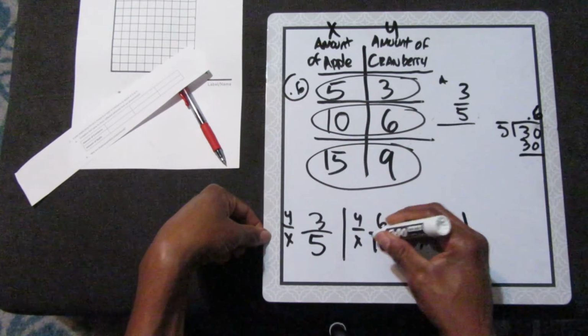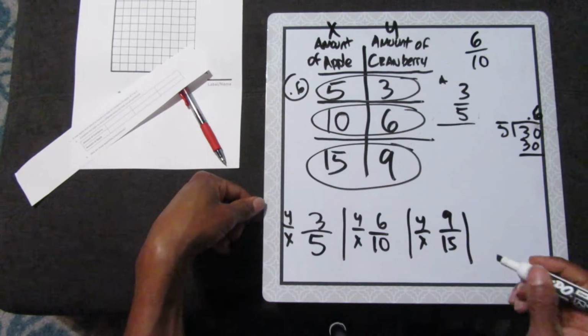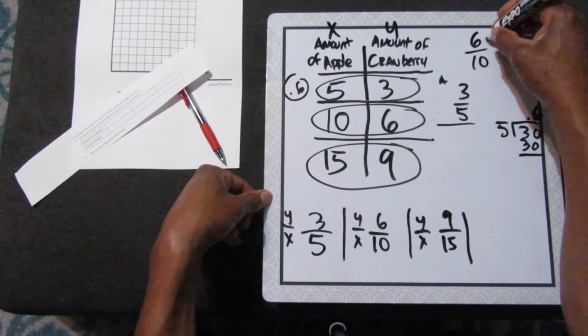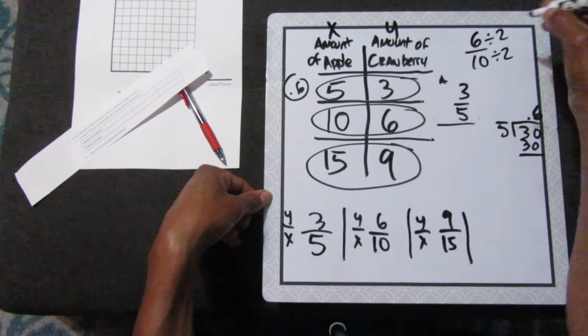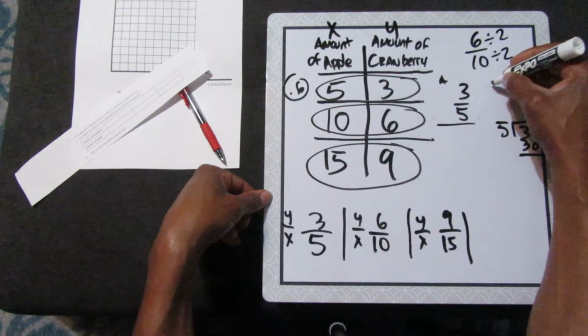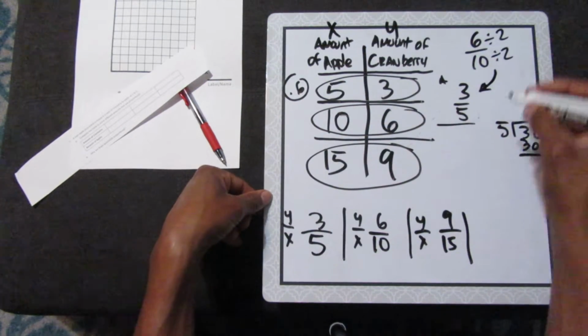And let's talk about the next one. 6/10. If you're good at simplifying, you may have noticed something. If I go over here and divide this by 2, and this by 2, which we call simplifying, then guess what? I get this original 3/5. Let's talk about why that's so.